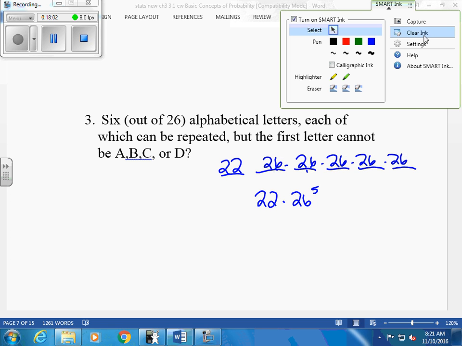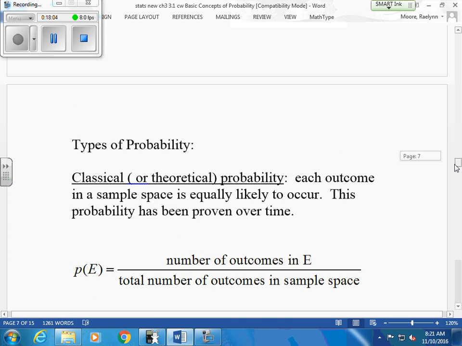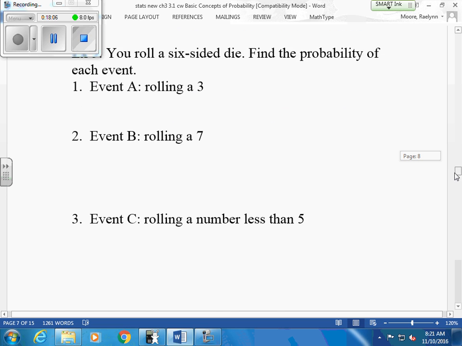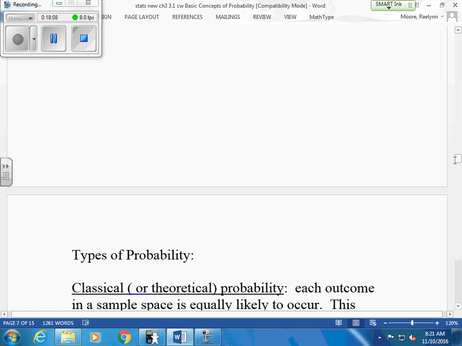So is this kind of making sense? Okay. What I thought I would do is give you guys a little bit of an assignment to do.